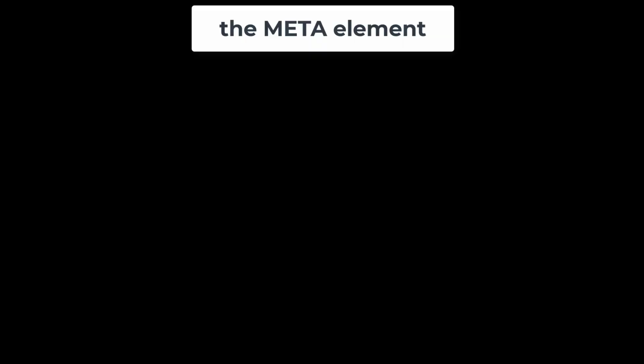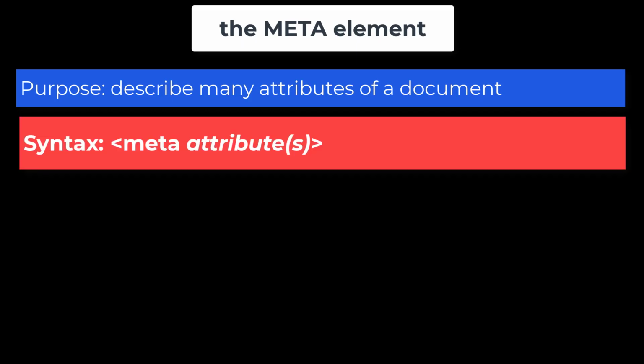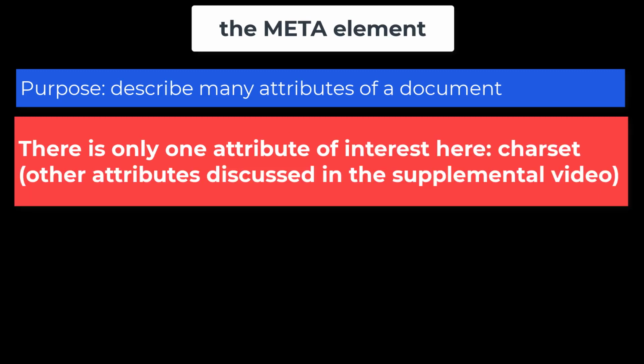Finally, we come to the meta element. Its purpose is to describe many attributes of a document. The syntax is meta and one or two attributes. A start tag is required, an end tag is forbidden, so there is no content. No global attributes are of interest here, but at least one of an allowed set of non-global attributes must be coded. At this point, there's only one attribute of interest here, charset.